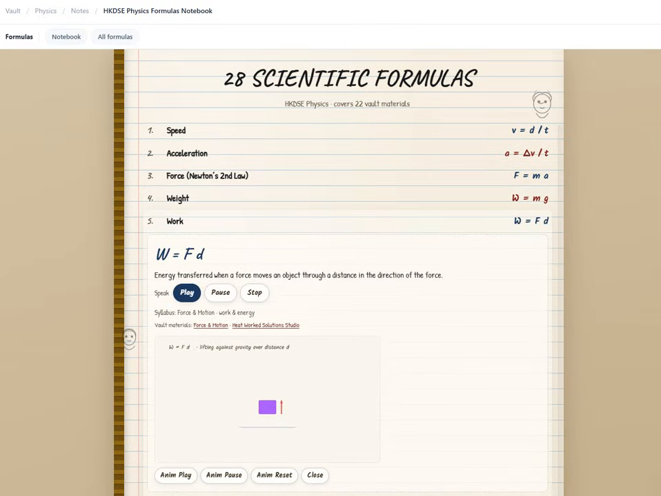Work, W equals Fd. Energy transferred when a force moves an object through a distance in the direction of the force. Lift the box through a height. Force times distance is work.